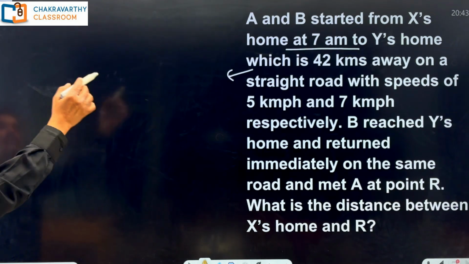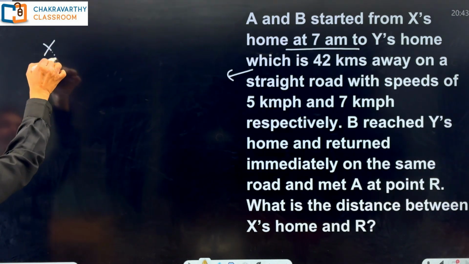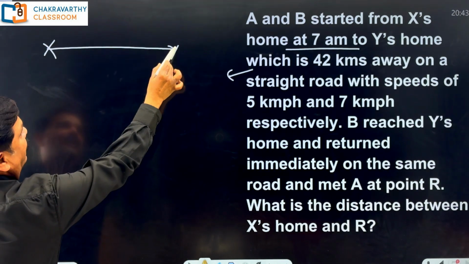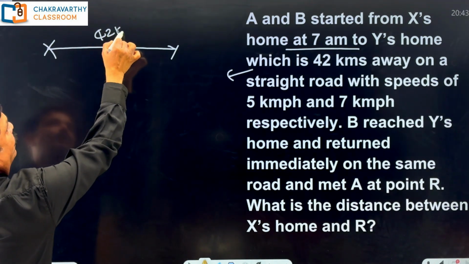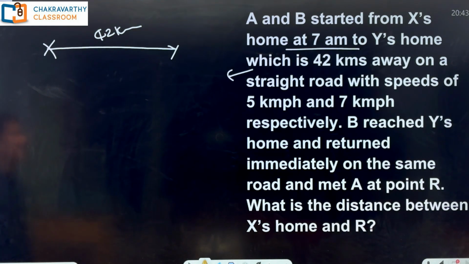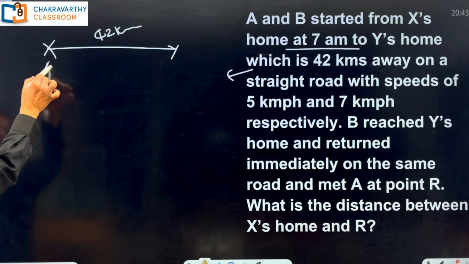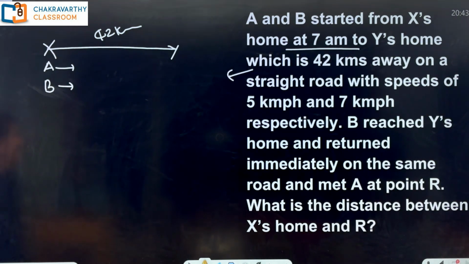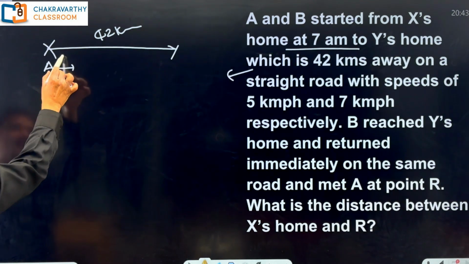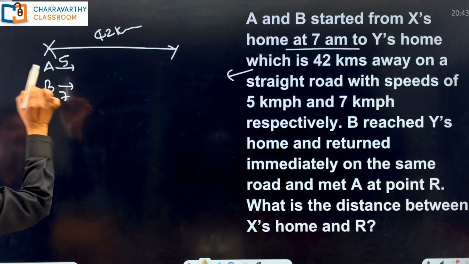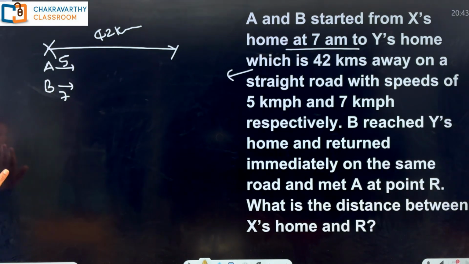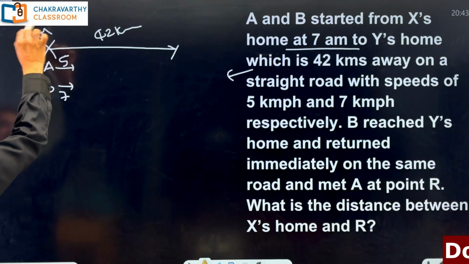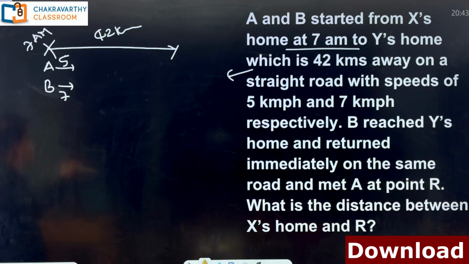What they have given: 2 points are there. X's home I am drawing here, and this is Y's home. The distance between these two they have given as 42 kilometers, as simple as this. Two persons started here, person A and person B, with different speeds in the same direction. A is traveling with 5 kilometers per hour and B with 7 kilometers per hour. This is exactly what they have given, and both started at the same time, that is 7 a.m.